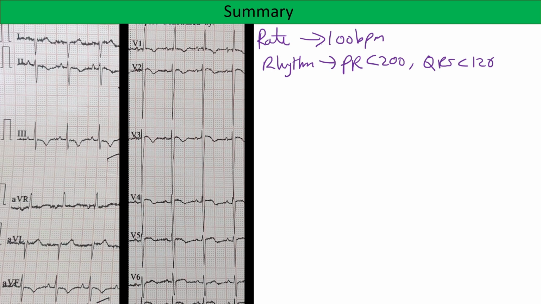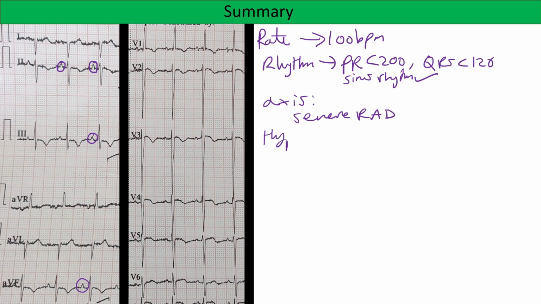So we have a look and we see if the P waves look the same. If they look the same, they're originating in the same place. Secondly, we see if they're upright in 2, 3 and AVF. In 2 they're upright, in 3 they're upright, in AVF they're upright. So therefore, this is a sinus rhythm. Next, we have axis. So we have severe right axis deviation. So we've done rate, rhythm, axis.